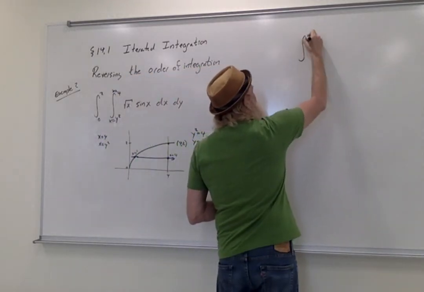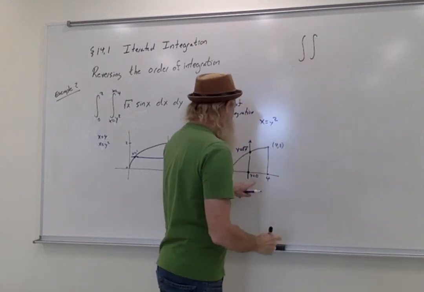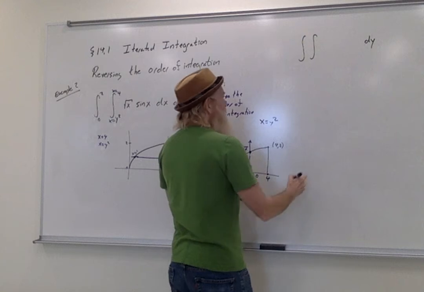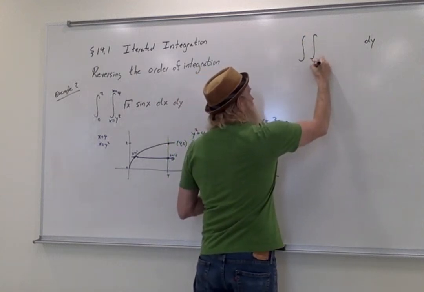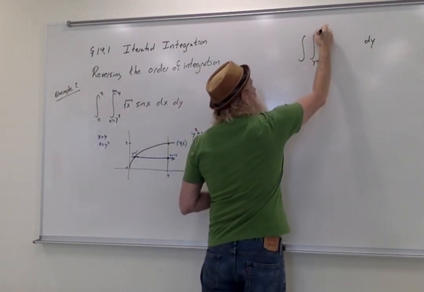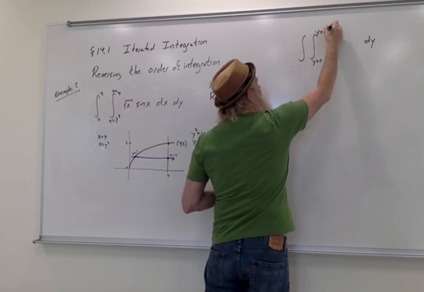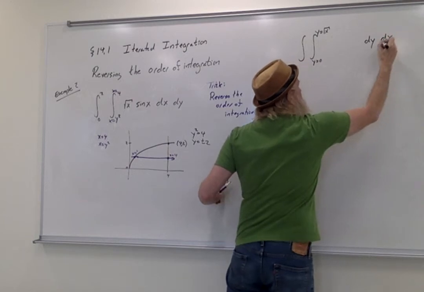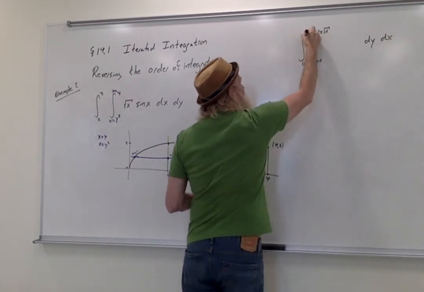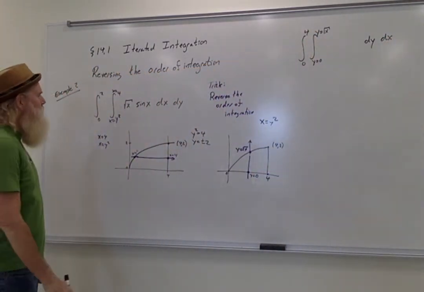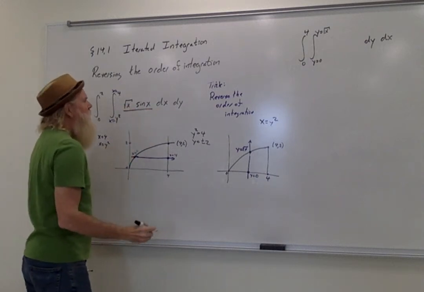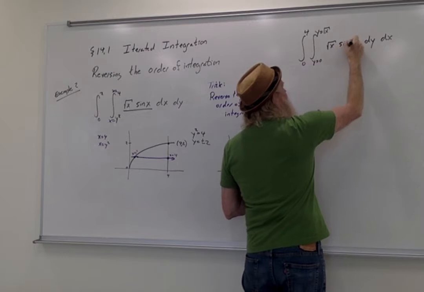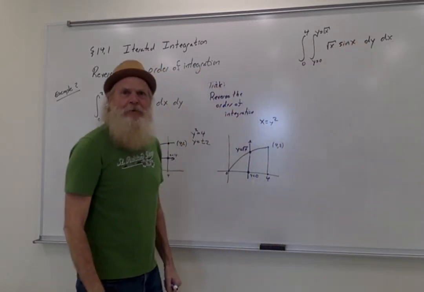So if I reverse the order of integration, on the inside, I'll have dy as y goes from y equals 0 to y equals square root of x. And on the outside, dx, where x goes from 0 to 4. The integrand doesn't change at all. The integrand is still square root of x sine x.